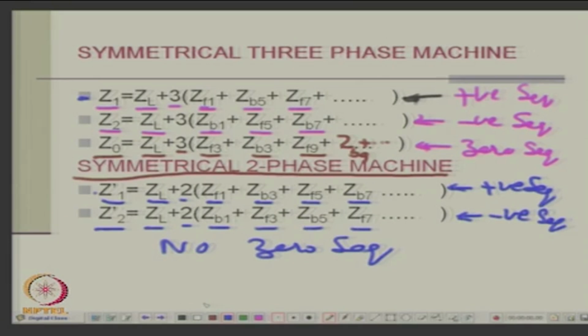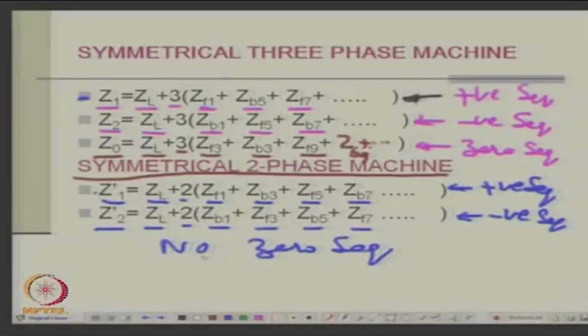I hope these derivations we obtained from the rotating field theory. After getting the voltage equations, we apply symmetrical components and get these impedances. So, you will see that the sequence impedances will be a combination of leakage impedance plus the rotating field impedances.